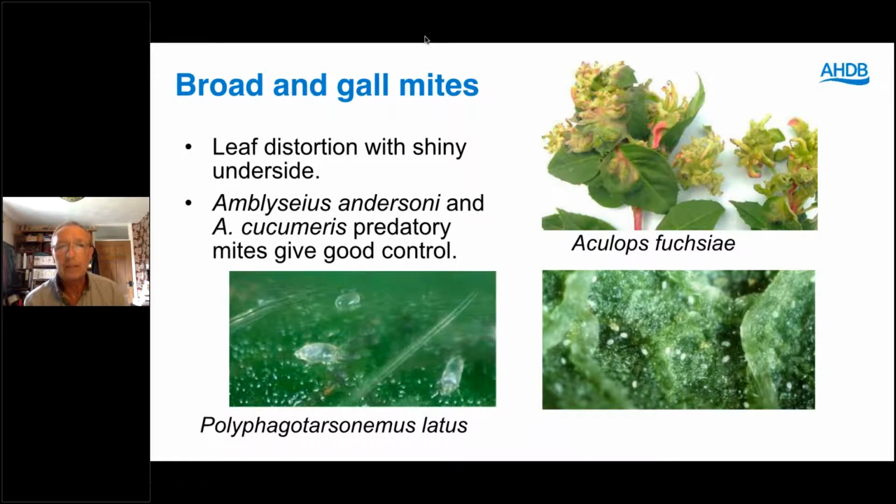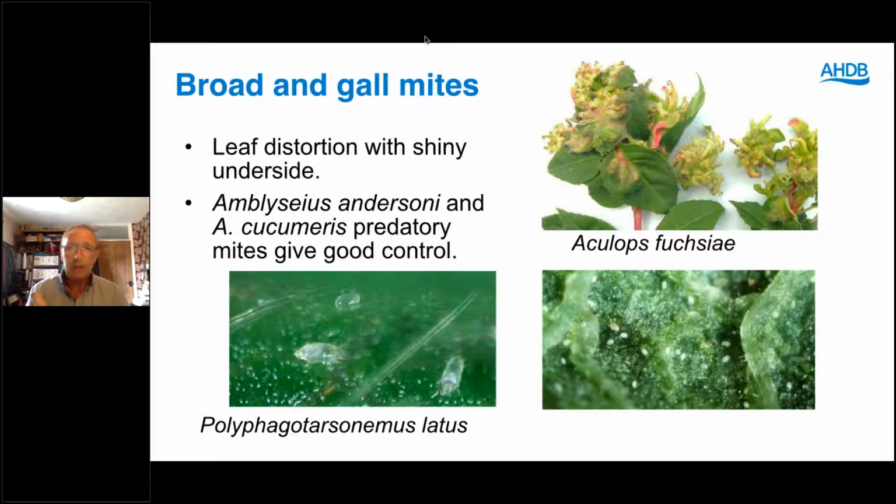This is the broad mite. The term broad mite doesn't refer to the size of the mite, just that it's polyphagous. Look at the name, Polyphagotarsonemus, fantastic name. So poly, many, phago, eat, and it's a tarsonemid mite. So it has a very broad host range of plants it can damage.